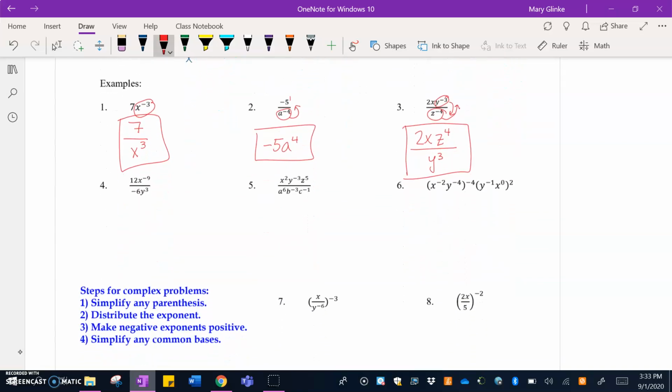For number 4, there's one negative exponent, so that's going to move down. We get 12 over negative 6, x to the positive 9th, and y to the positive 3rd. And then looking at this, there is one more thing that can simplify. 12 divided by 6 reduces. That's going to become 2 over 1. And so that's going to become 2 over negative 1, x to the 9th and y to the third power.